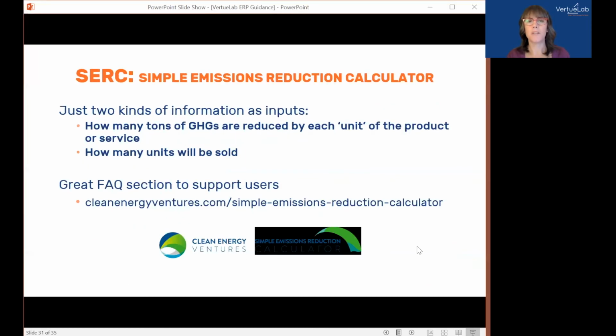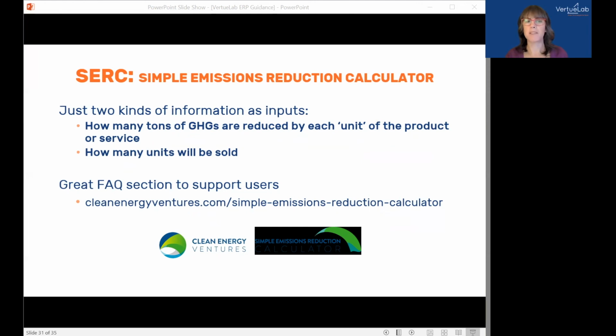The next tool I'm going to talk about is SERC, or Simple Emissions Reduction Calculator, created by our good friends at Clean Energy Ventures in Boston. Clean Energy Ventures have a very similar way of modeling and evaluating ERP to VertueLab's. Probably the most similar of the peer organizations we've spoken with about our approach.